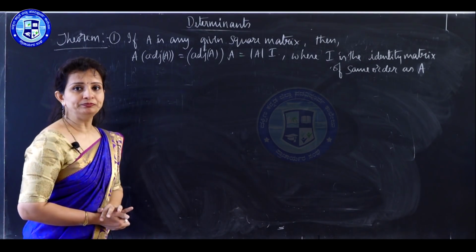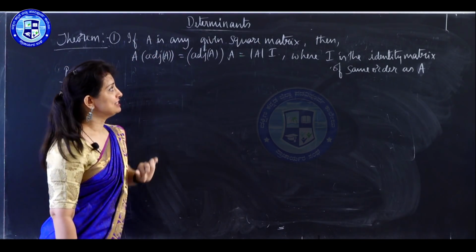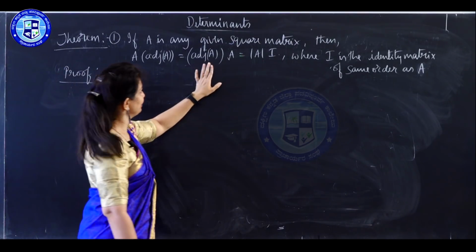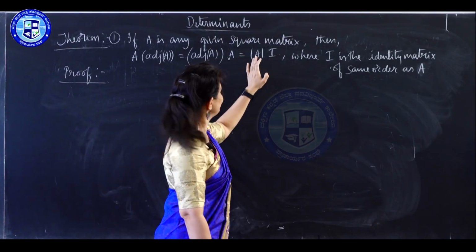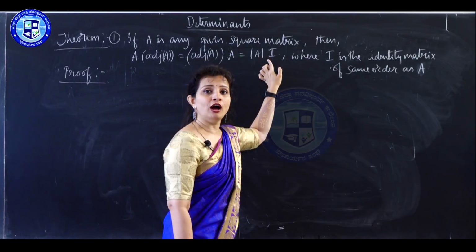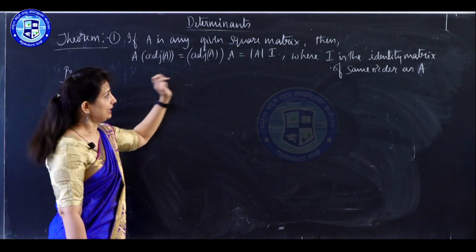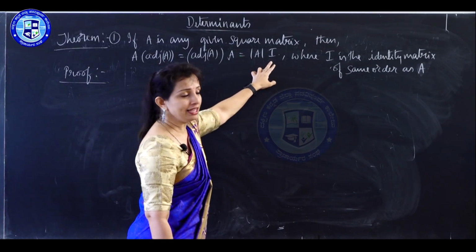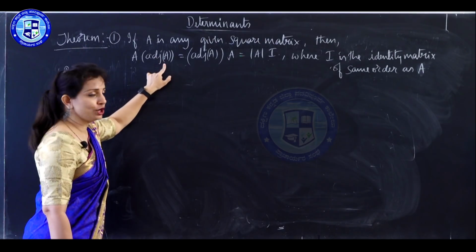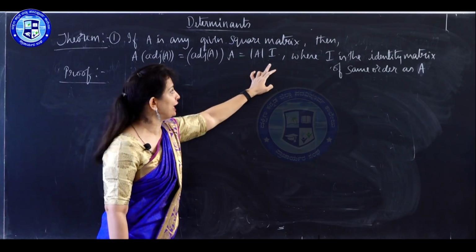Look at the theorem. Theorem 1: if A is any given square matrix, then A into adjoint A is equal to adjoint A into A, which is equal to determinant A into I, where I is a square matrix of the same order as the square matrix A. Okay, the order of I and A are the same. So A into adjoint A equals adjoint A into A is equal to determinant A into I.